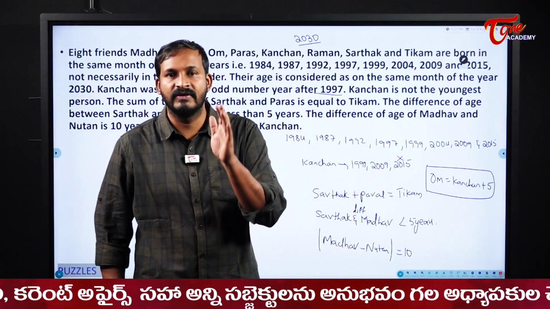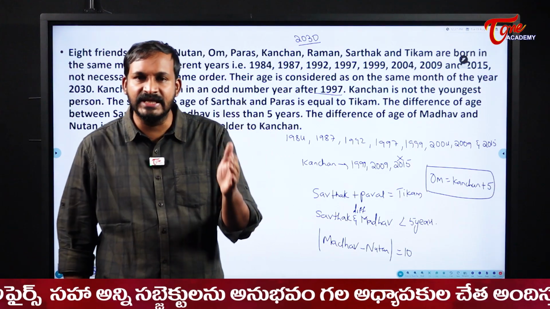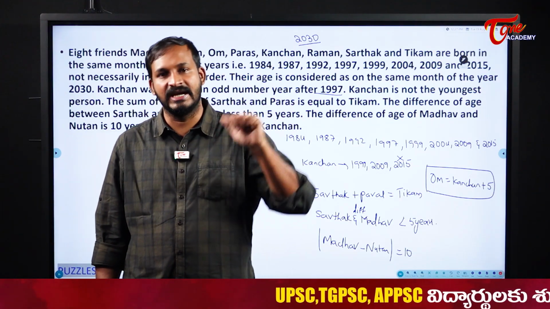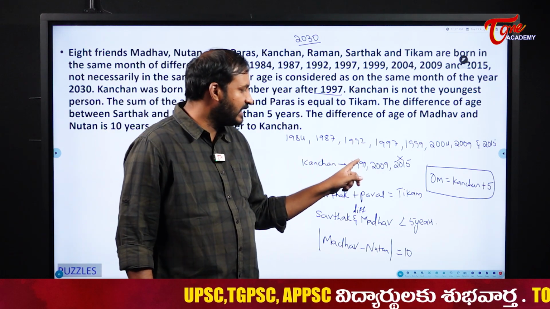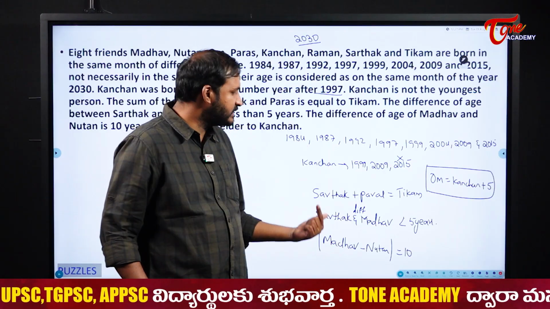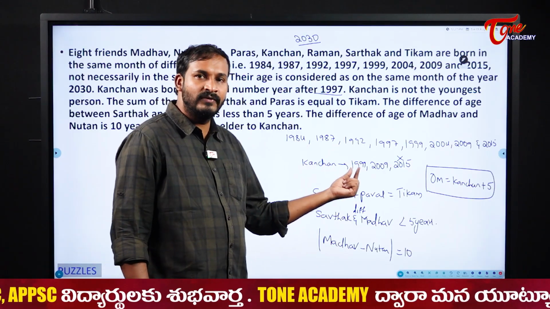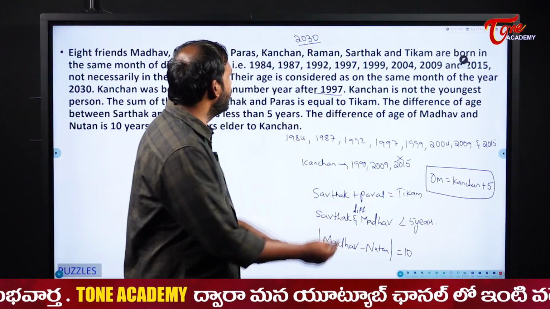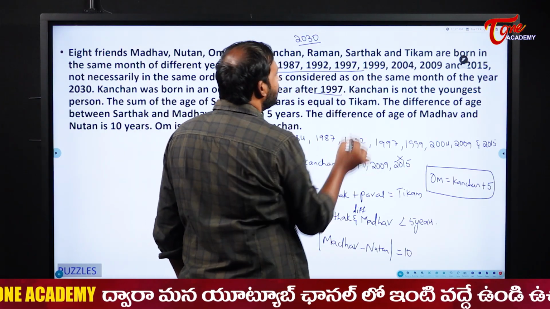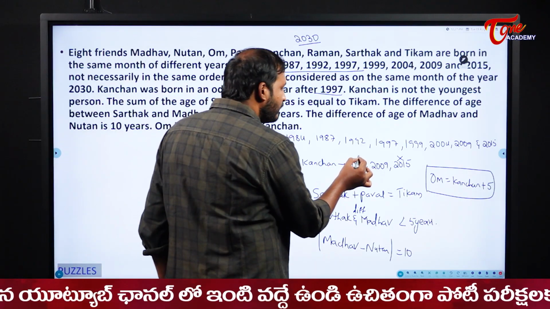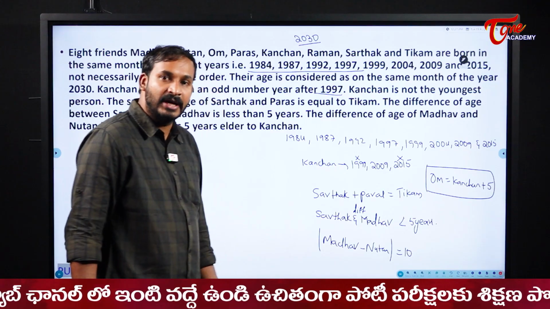When it comes to ages, students, please be careful. Whenever the number is less, then he is the eldest. So for 1999, don't do plus 5, you should do minus 5. That means Om will take birth in 1994. But do we have 1994 here in the given dates? No, right? So the 1999 possibility is gone for Kanchan by that logic.